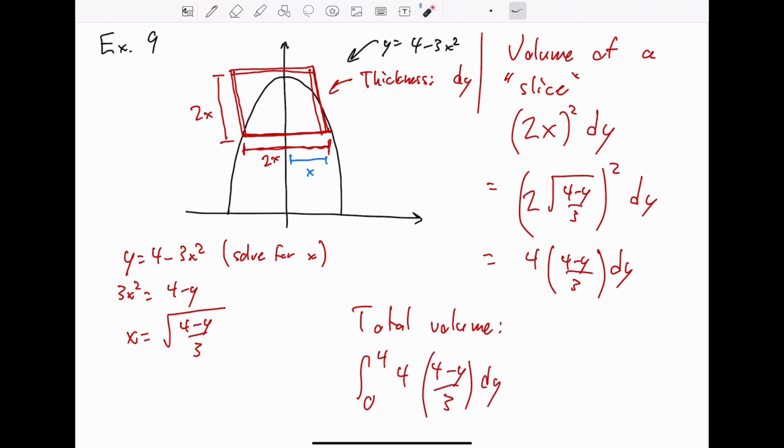We won't take the time to actually evaluate this integral, but it's actually quite a simple integral. 4/3 is a constant. We could take that out front. And we're really just integrating 4 minus y. It's a fairly simple polynomial. We could find antiderivatives, plug in the limits, and get the volume of this fairly easily.